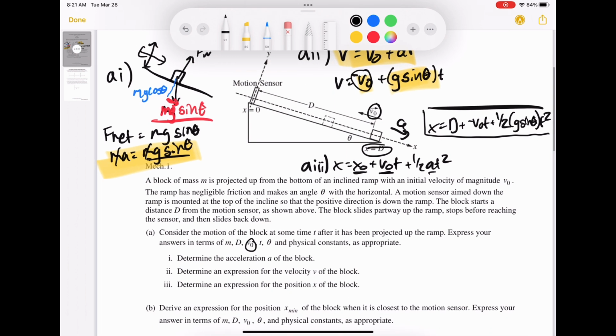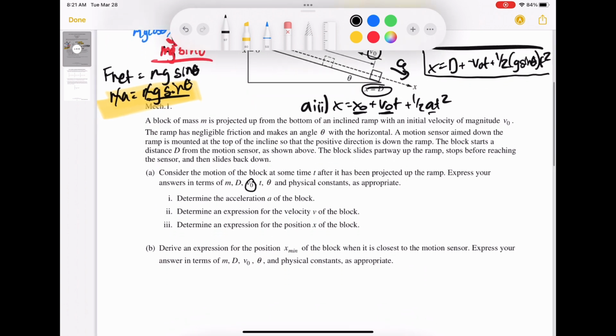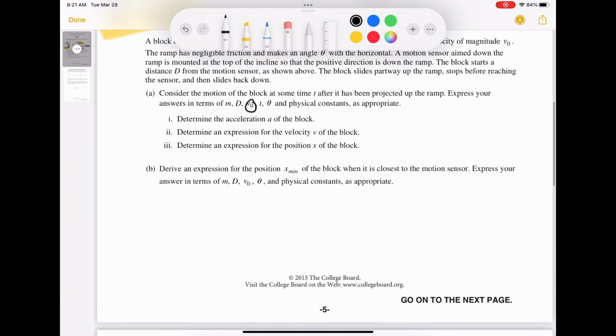So hopefully not too bad. Remember, you could either use calculus or you could just plug in because the acceleration is constant in this case. Let's go ahead and look at part B. It says derive an expression for the position x min of the block when it is closest to the motion sensor. Express your answer in terms of m, d, v naught, theta, and physical constants as appropriate.